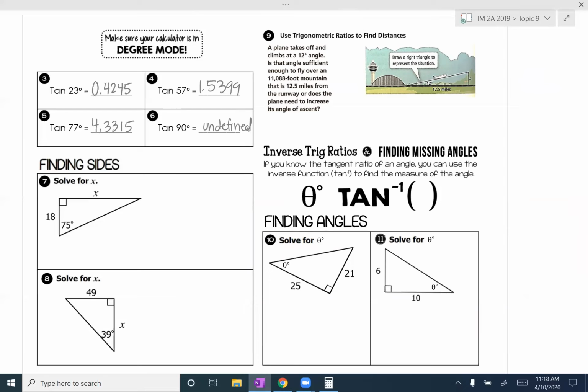Okay, so that's just using your calculator to calculate values for tangent. Again, if I'm asked to do that, I'm always going to do 4 decimal places unless it tells me something different. So I'm not just doing 1 decimal place. These are very small numbers, so you need to be as precise as possible. For the next set of 2 problems, we're going to be finding the side that's missing. So they're asking us to solve for x in both of these problems.